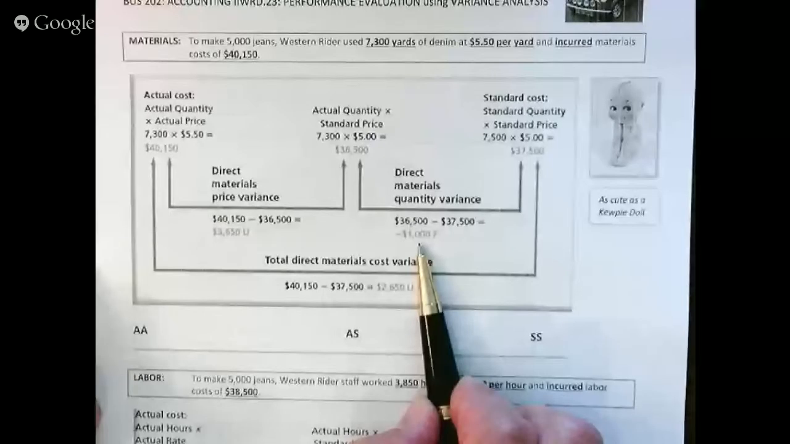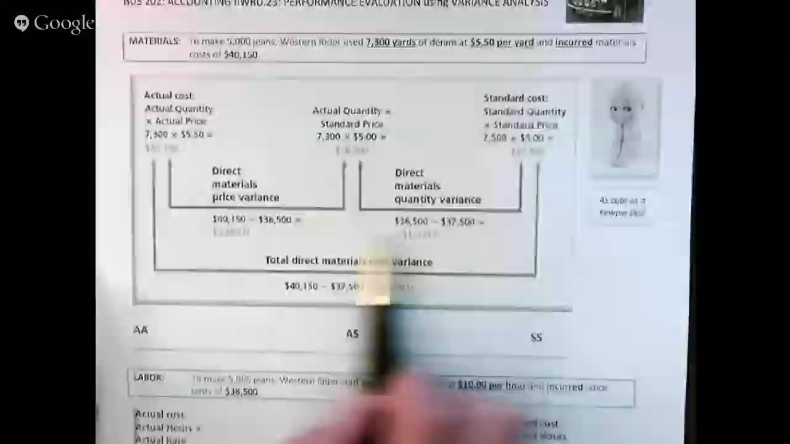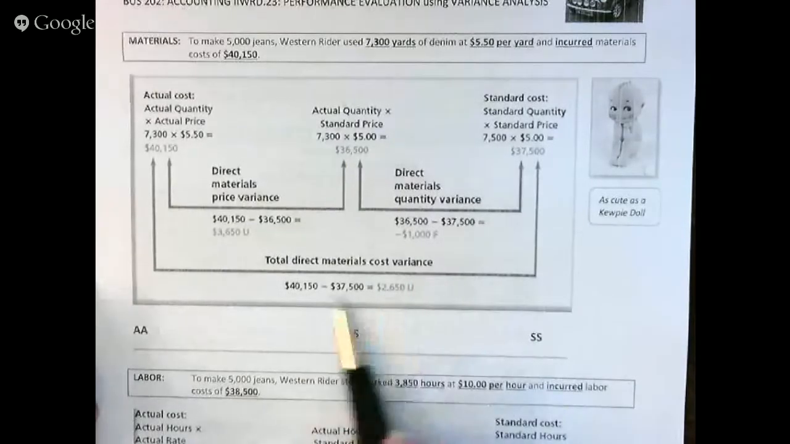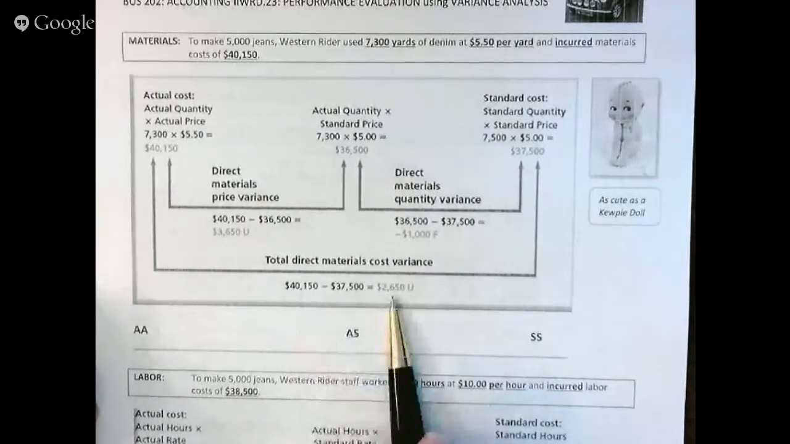Combining the unfavorable pricing variance for raw material with the favorable use variance for raw material reconciles to the flexible budget difference from the actual costs incurred, which is $2,650. Okay, so that's the material variance.